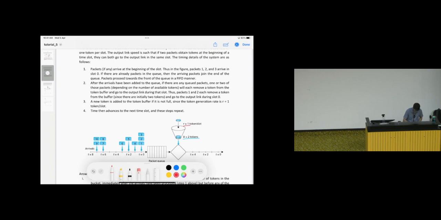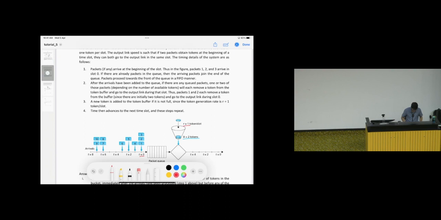So this gives me the timing of what happens in the system. First thing that happens is that packets arrive. For instance, at t equals 0, these 3 packets are arriving, packets 1, 2, 3. If there are already packets in the queue, then the arriving packets join the end of the queue. So this is a first in, first out type of queue, no priorities whatsoever.